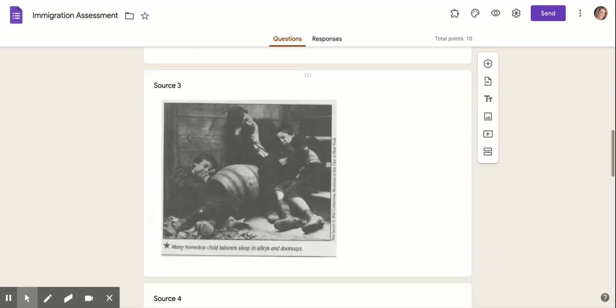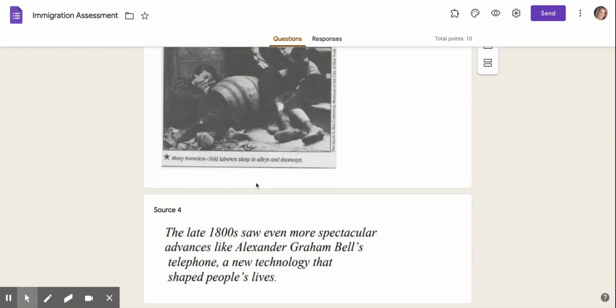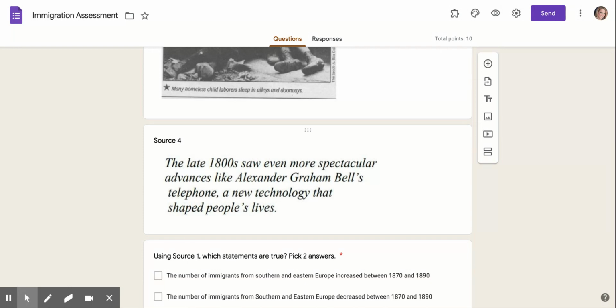All right, source three, many homeless child laborers sleep in alleys and doorways. Very sad. These children were put to work very young and they were homeless and they slept in doorways. All right, source four, it says the late 1800s saw even more spectacular advances like Alexander Graham Bell's telephone, a new technology that shaped people's lives.